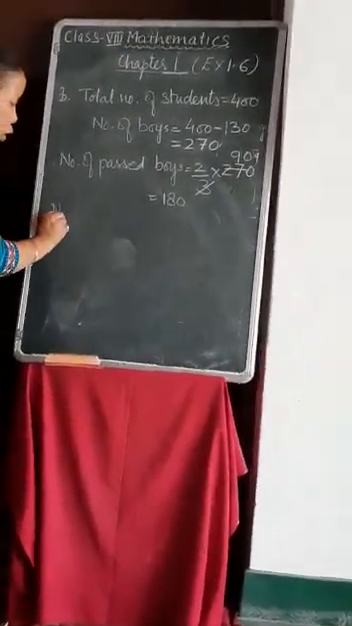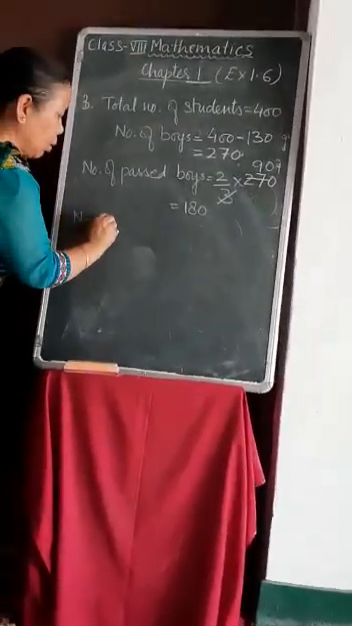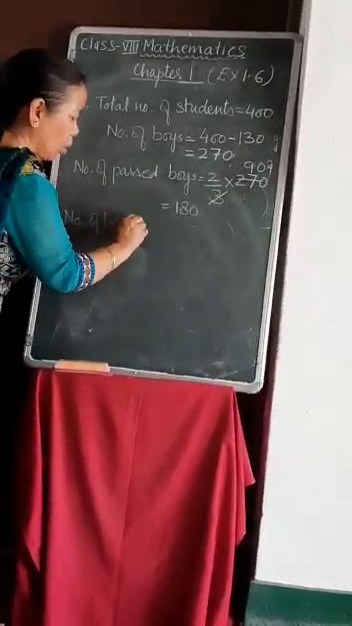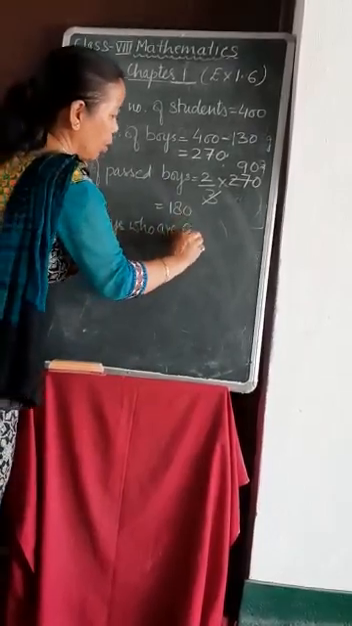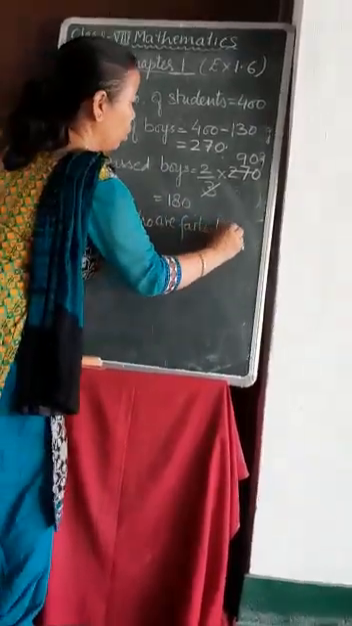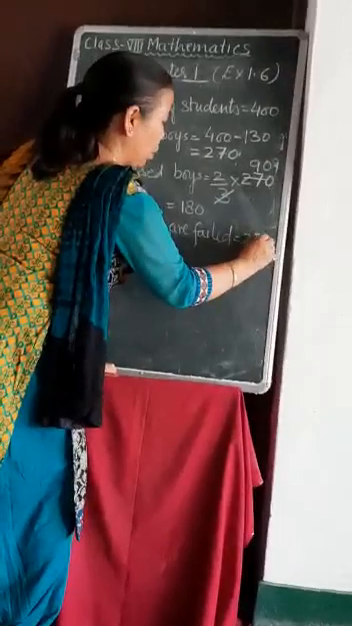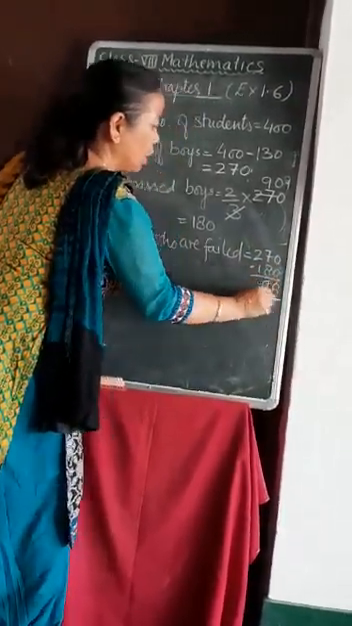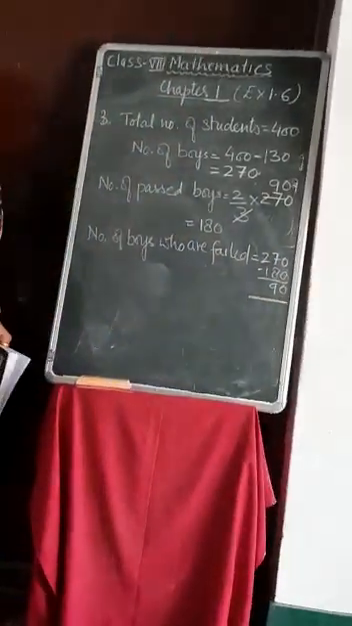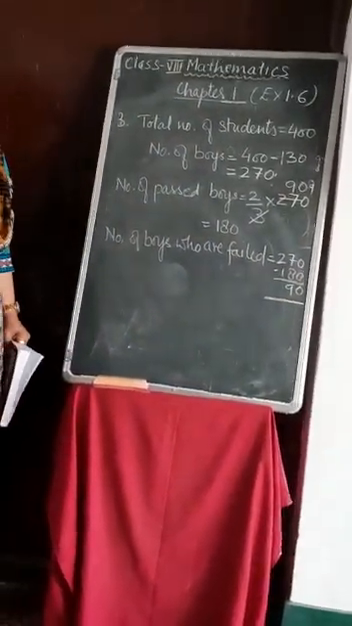So number of boys who failed is equal to 270 minus 180, which will be equal to 90. It means 90 boys failed in this examination.